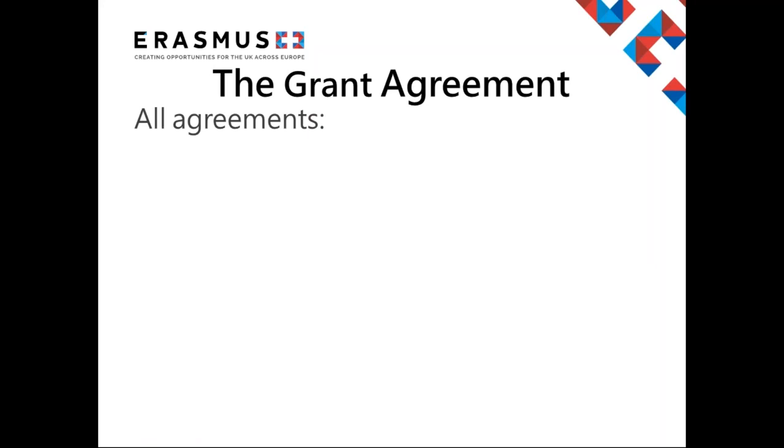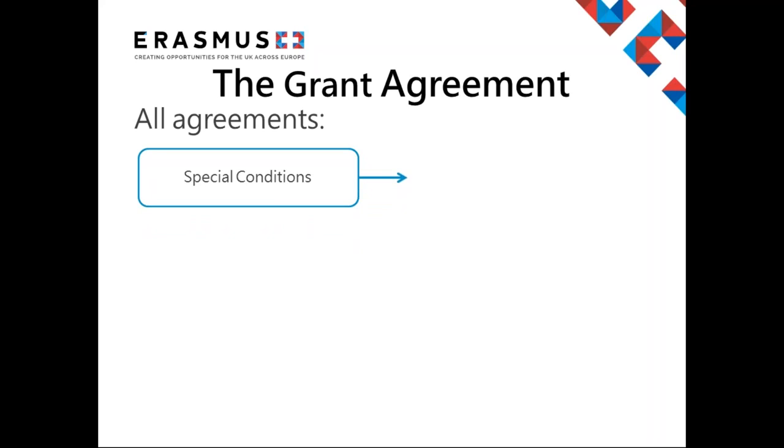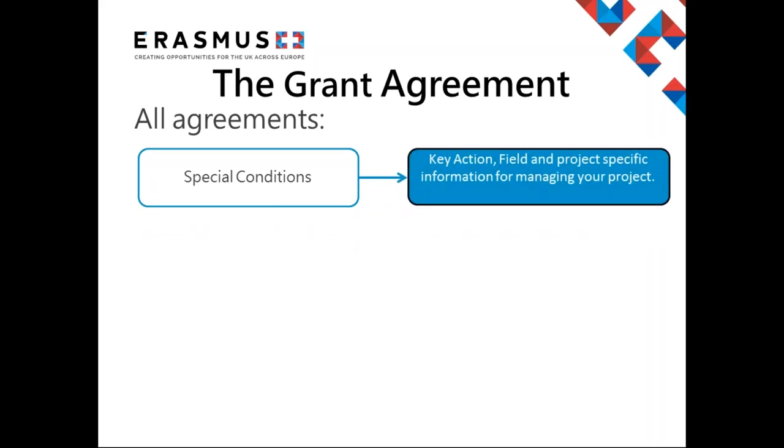All grant agreements follow the same general structure, but there are some differences in the documents depending on whether you're managing a VET or adult education project, or a mono or multi-beneficiary project. To start with what's the same, all agreements have special conditions: key action, field and project-specific information for managing your project.